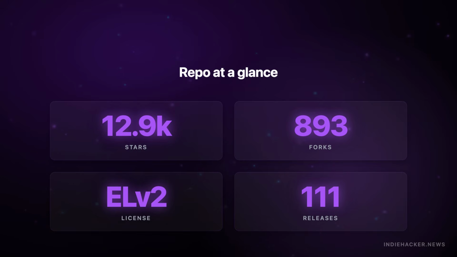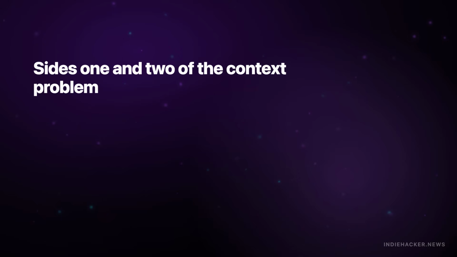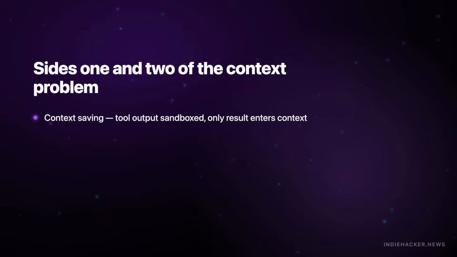Okay, so the four sides of the context problem and what Context Mode does about each one. Side one is context saving, and this is the obvious win. Tool output gets sandboxed in a subprocess, and only the final result enters your context. 315 kilobytes of raw output becomes 5.4 kilobytes.